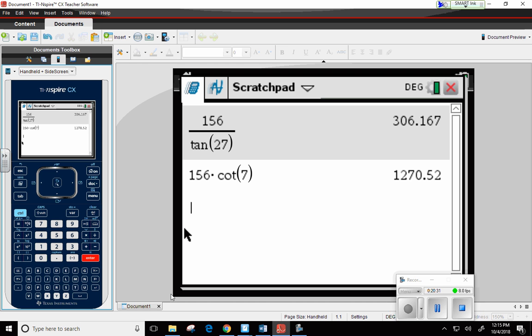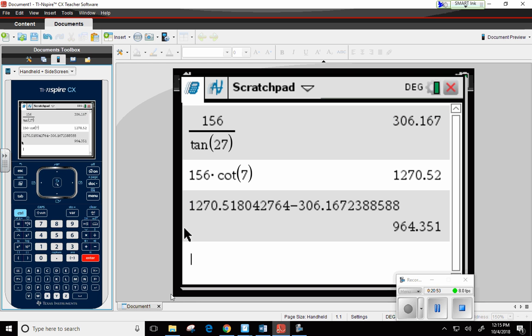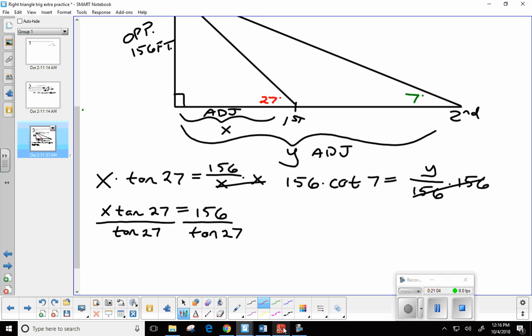Now, Antonio told me this a second ago. How do I now find the distance between the two ships? Yeah, all you have to do is subtract them. But I like to use the values that are already in the calculator so I don't have to retype them. Just use your arrow key. If you highlight it and push enter, it'll take the entire expression. Minus that. So how far apart are the ships? I'd say about 964 feet apart. So this right here, that's what we were wanting.